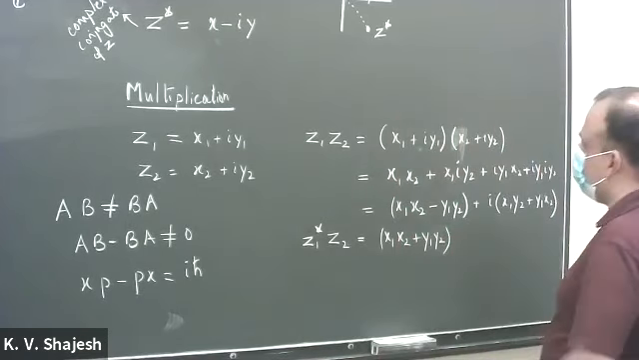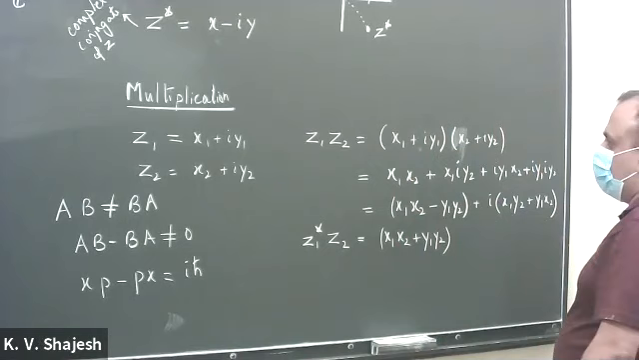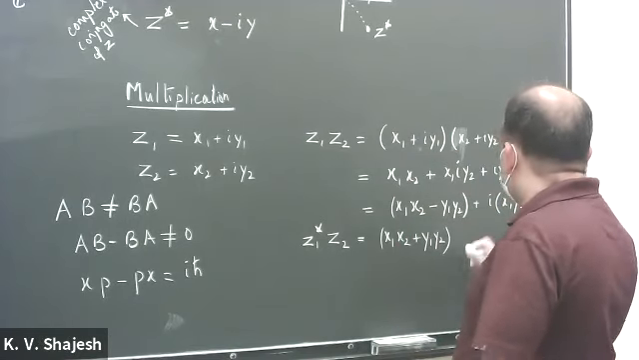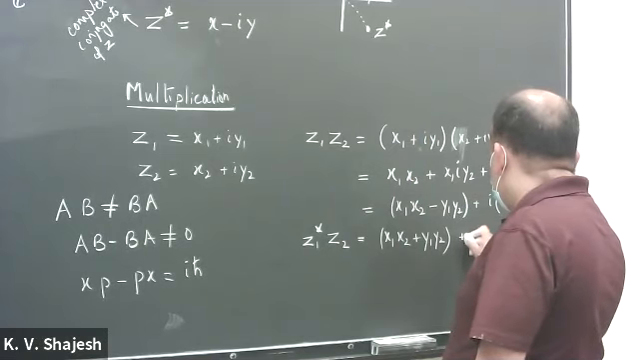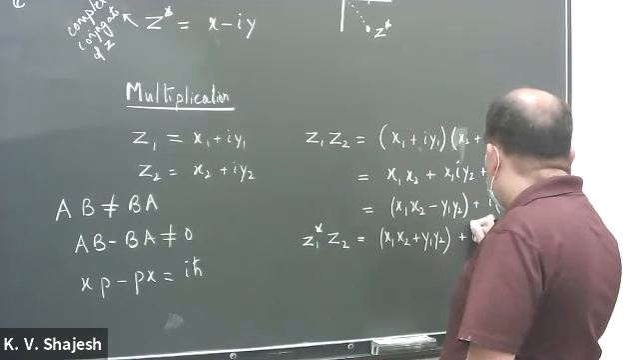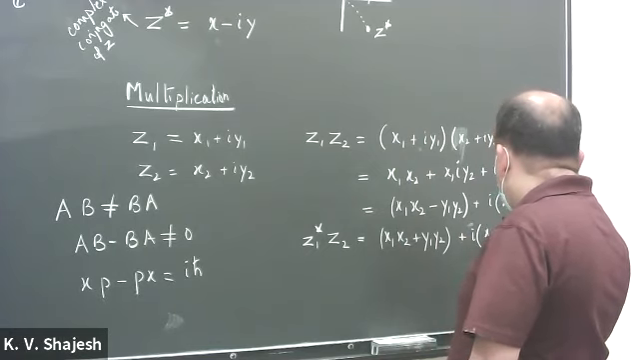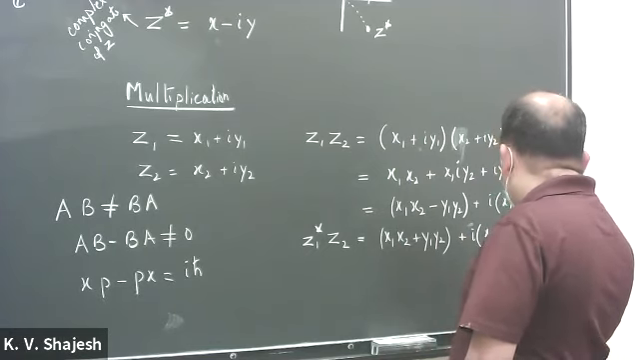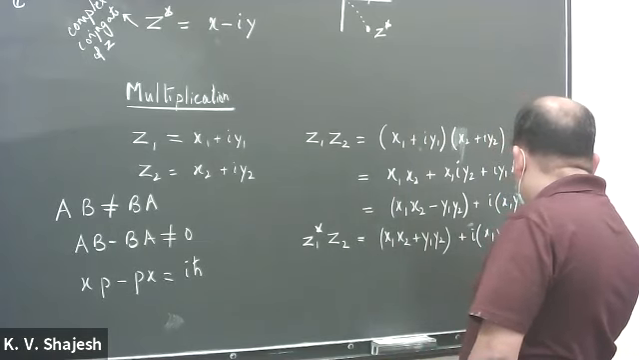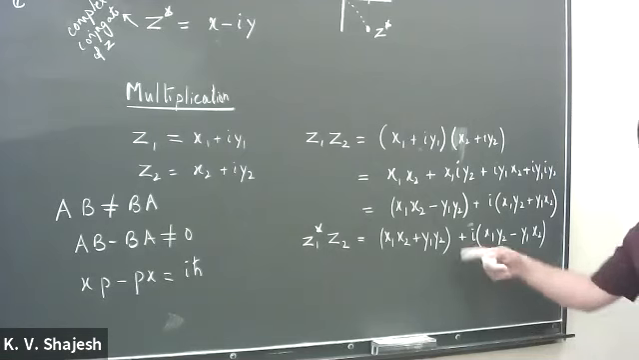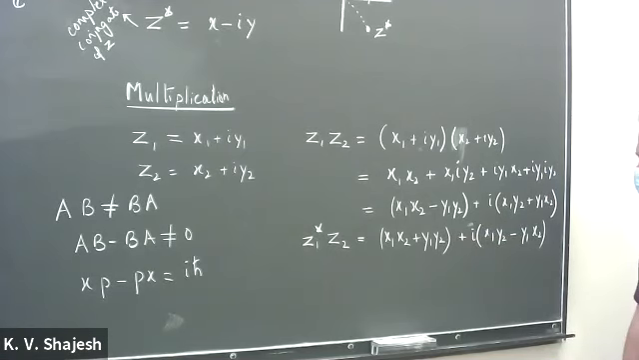And the cross terms are equal to plus i times x1 y2 minus y1 x2. Is that clear? Acceptable? I jumped steps, but that should be clear.